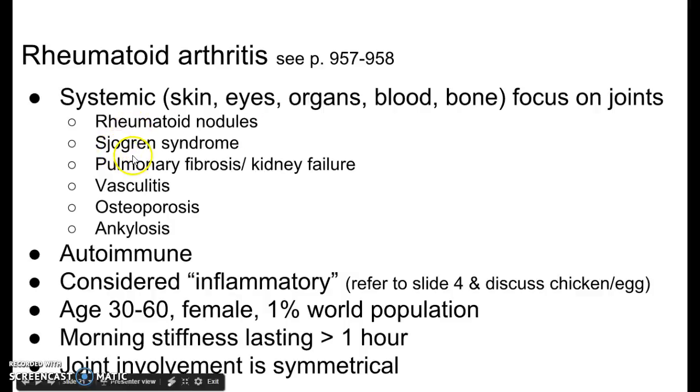I'm not sure how to say this. Sjogren syndrome. We're going to talk about that later on, but it has to do with the drying out of stuff. Pulmonary fibrosis, which is hardening of the lungs. Kidney failure, vasculitis, so inflammation of the vessels. Osteoporosis, ankylosis, and again, we'll talk about that later on.